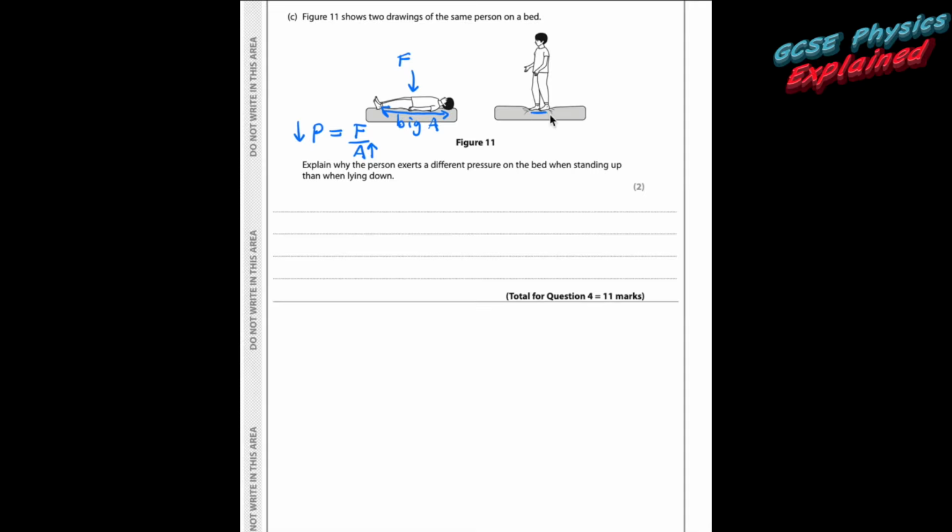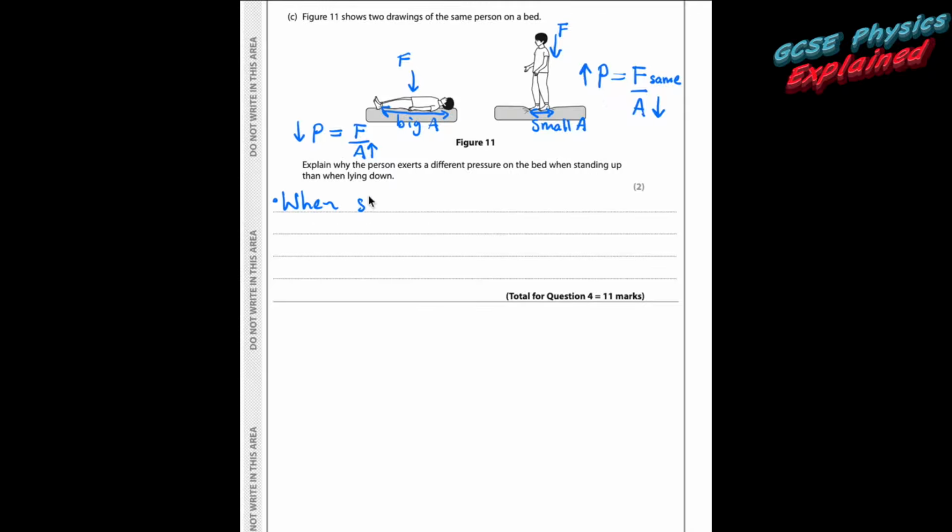Whereas this chap, the area is small. He's got the same force pushing down, because it's the same person with the same weight. Pressure equals force over area. If the force is the same, but the area is now smaller, that makes the pressure get bigger.